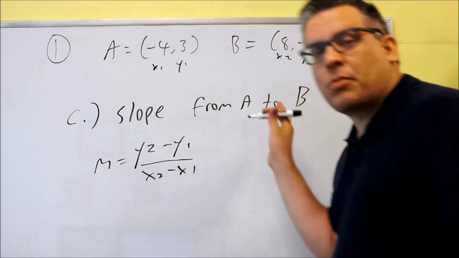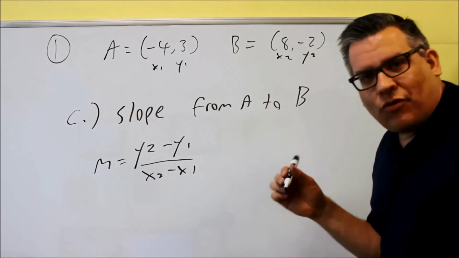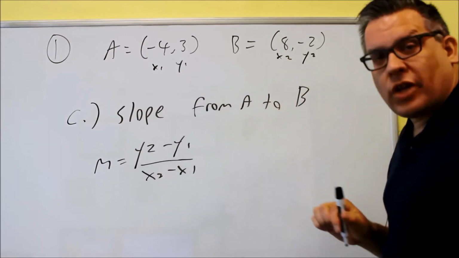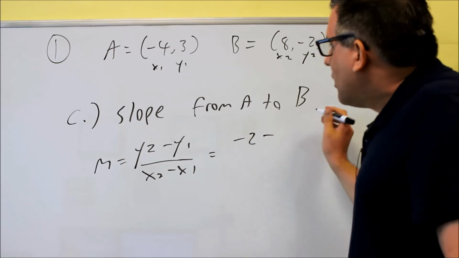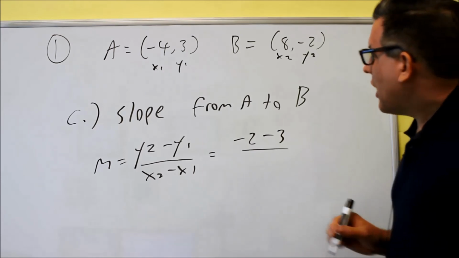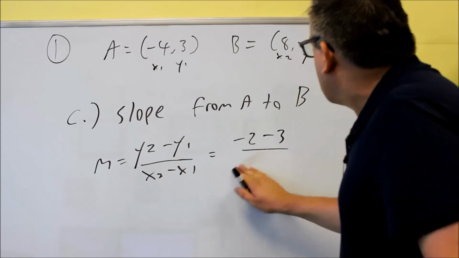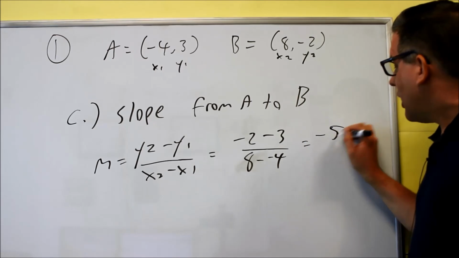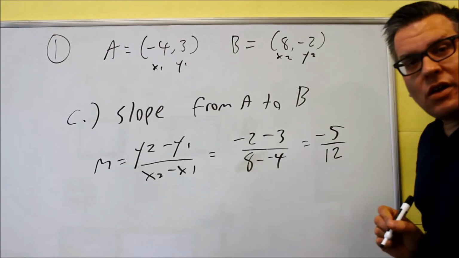So any formulas I'm putting up on the board here as I'm going through this review, these are ones that you'll have to know for the test. You want to make sure you have these memorized. So this is your slope formula. Once again, use the same labeling that we had before. We're just going to substitute those in. So we're going to do negative 2 minus 3. So we do the change in y on top, and then we do the change in the x's. I'm sorry, the x's here. So we're going to do 8 minus negative 4. So on top you have negative 5, and on the bottom you have positive 12. Which means that your final answer should be negative 5/12.